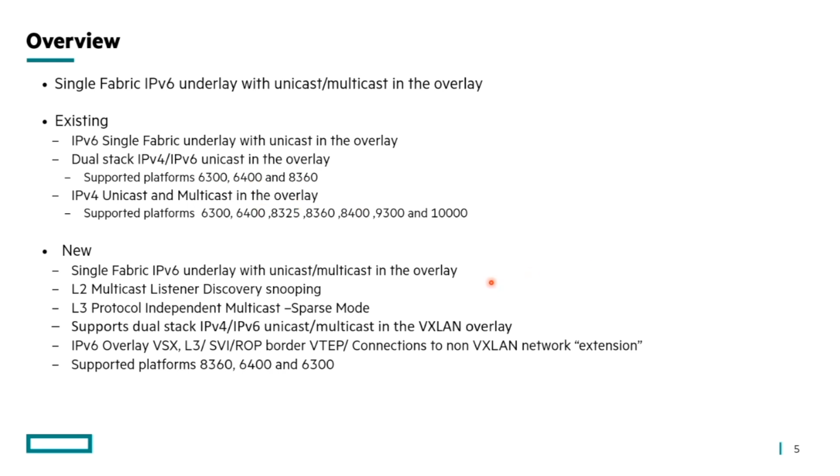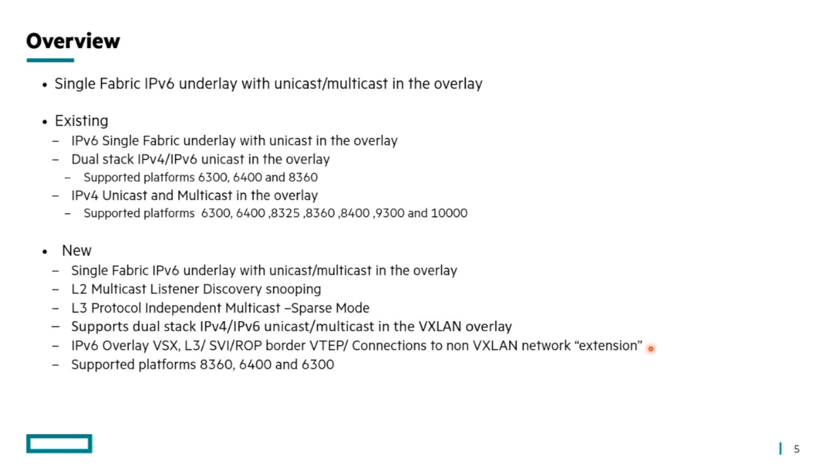So what's new? Well, the new thing is we're supporting IPv6 underlay, and that's for the first time supporting unicast and multicast. And that means in terms of protocol support, we have layer 2 multicast listener discovery snooping, which we'll get into later. And then we're supporting L3 PIM sparse mode. So with all of that, that now means for the v6 underlay, we're supporting a dual stack, both unicast and multicast in the overlay.